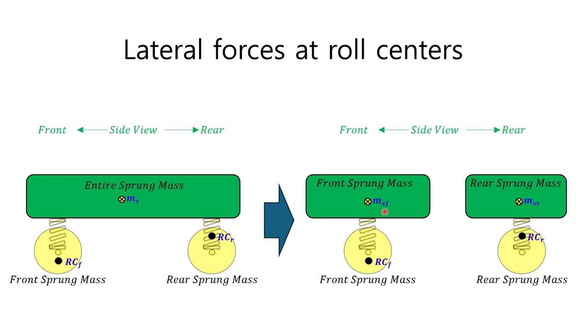These two sprung masses can be calculated from the total weight received by the front suspension, the total weight received by the rear suspension, the unsprung weight of the front suspension, and the unsprung weight of the rear suspension.